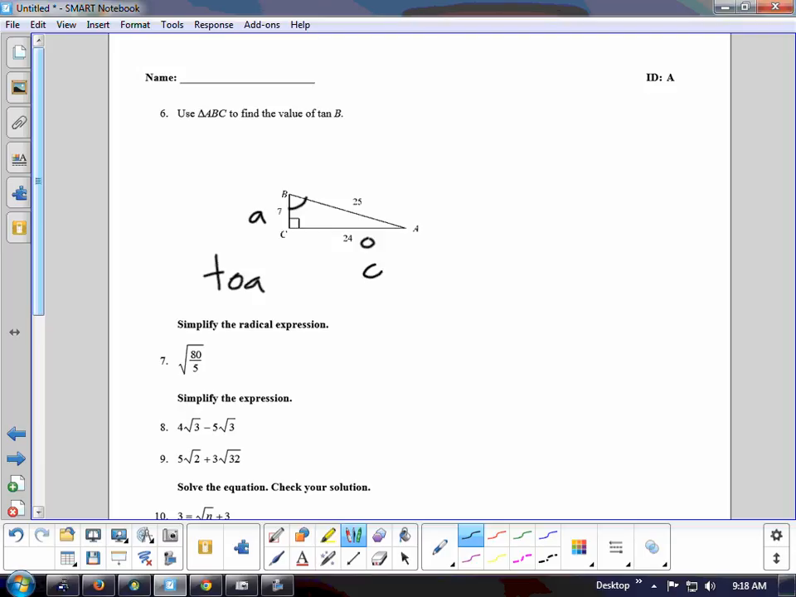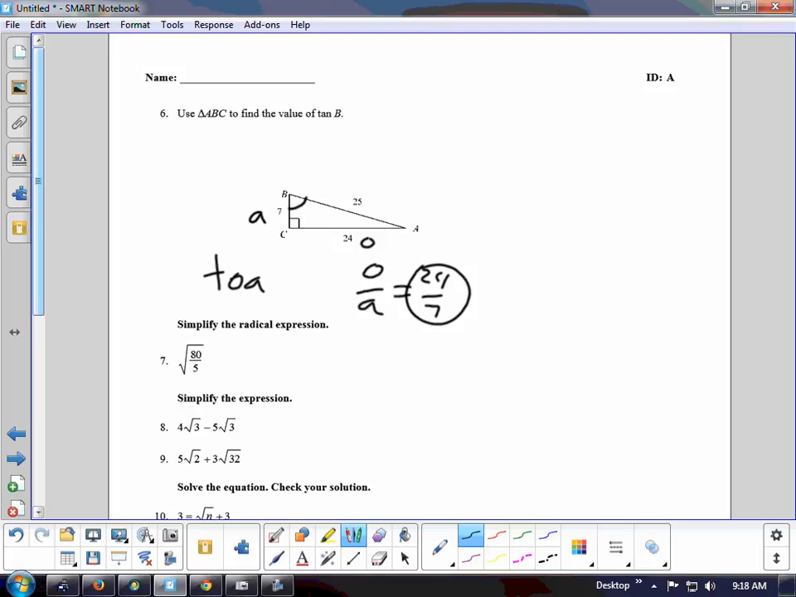So you want the opposite over the adjacent, and that's going to be 24 over 7. That's the tangent of B. The tangent of A would be the flip of that. So that's just for the tangent of B. Number 7, our questions are good.